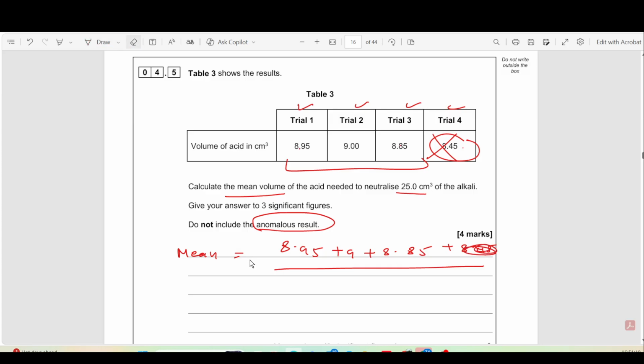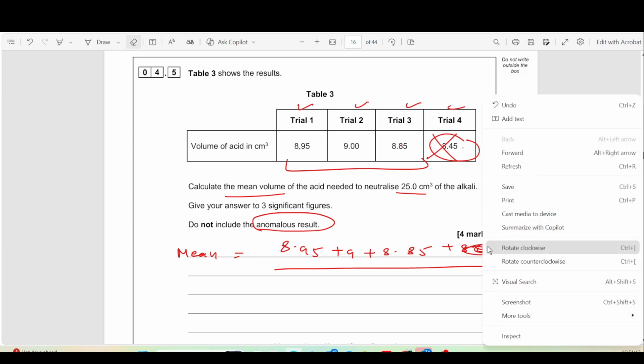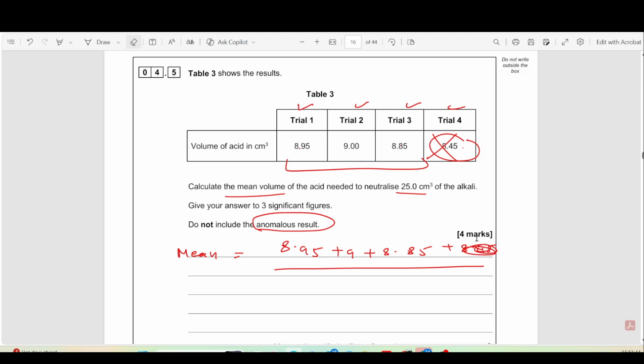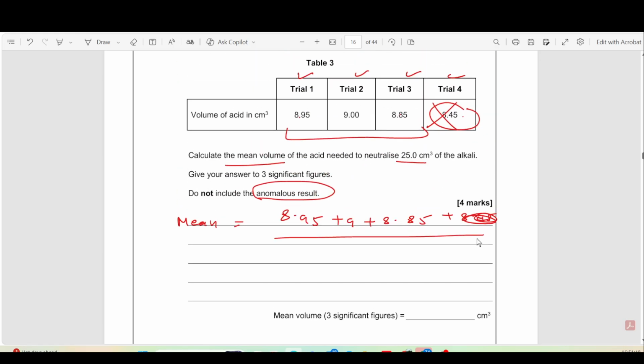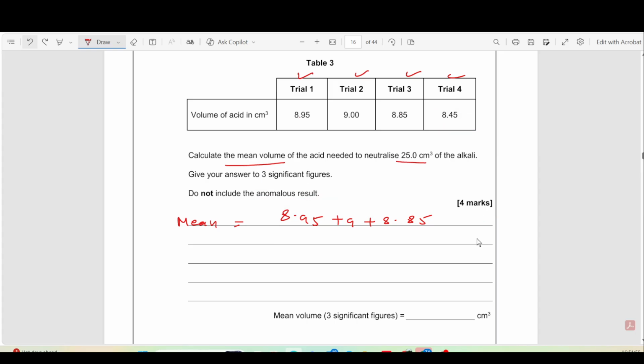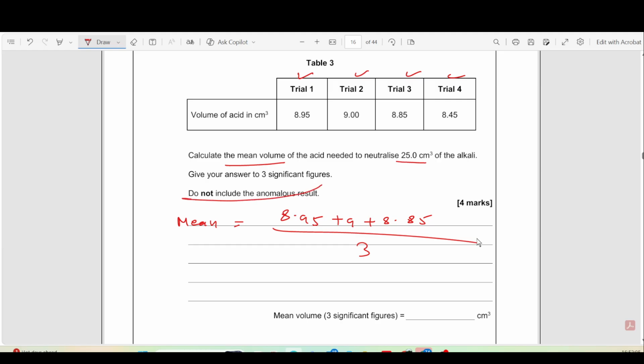It's not erasing, I don't know why. Okay, just forget about it that we have this. Now, how many data points do we have? One, two, three. So we divide by 3. If we take 4 points, then we'd divide by 4. But it says we have to focus on these.